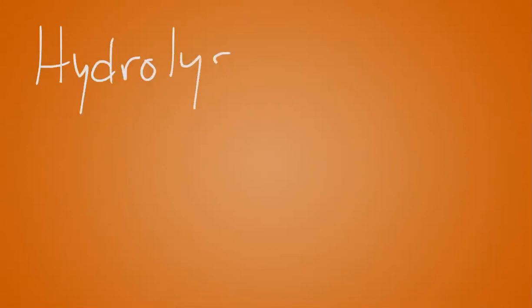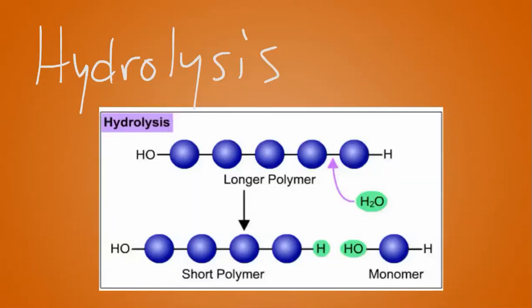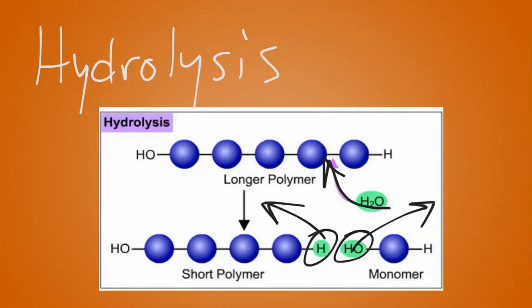And finally, monomers can be split by the opposite of dehydration synthesis, which is what we called hydrolysis. And hydrolysis is simply where we take water and we add it back to a bond that already exists, and the water splits into a hydrogen and a hydroxyl group, and the monomers split from one another.